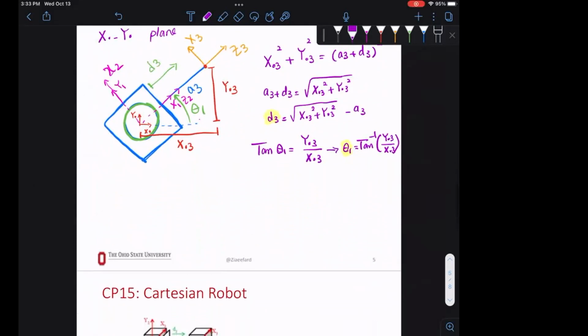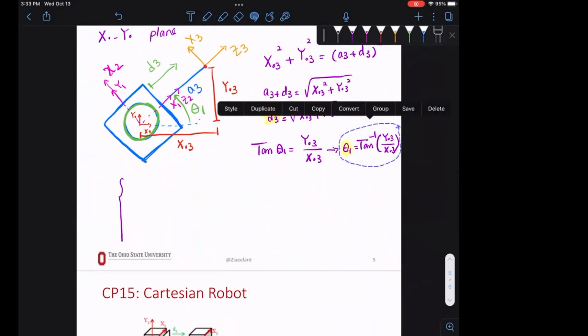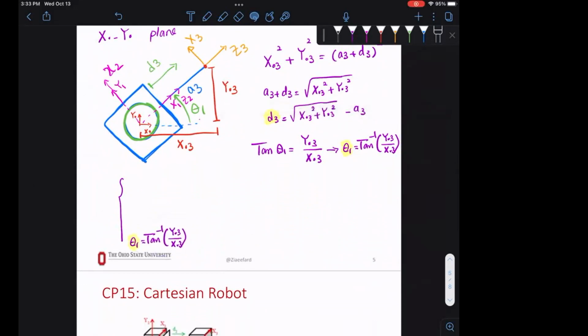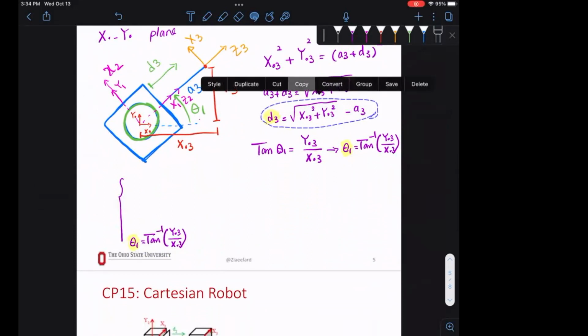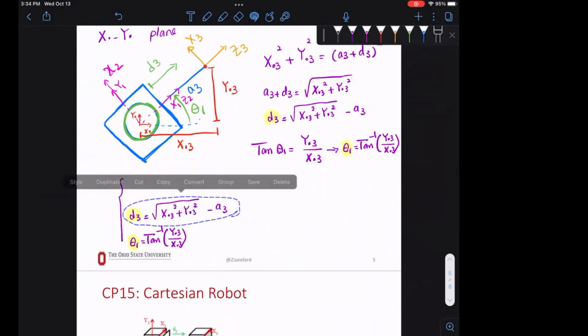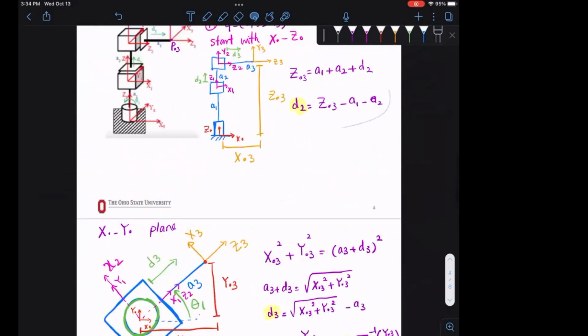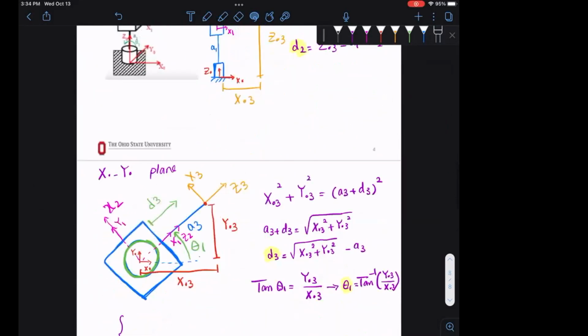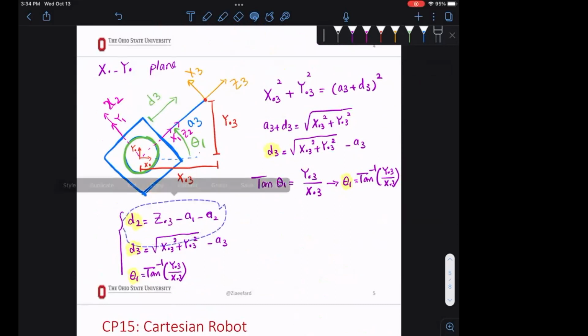So I'm gonna bring them all here and I'm gonna give you something to do with them. Copy, paste. All right, now, if we had A1, A2, and A3, for any given point, you should be able to find theta 1, D2, D3, right? So an example is here.